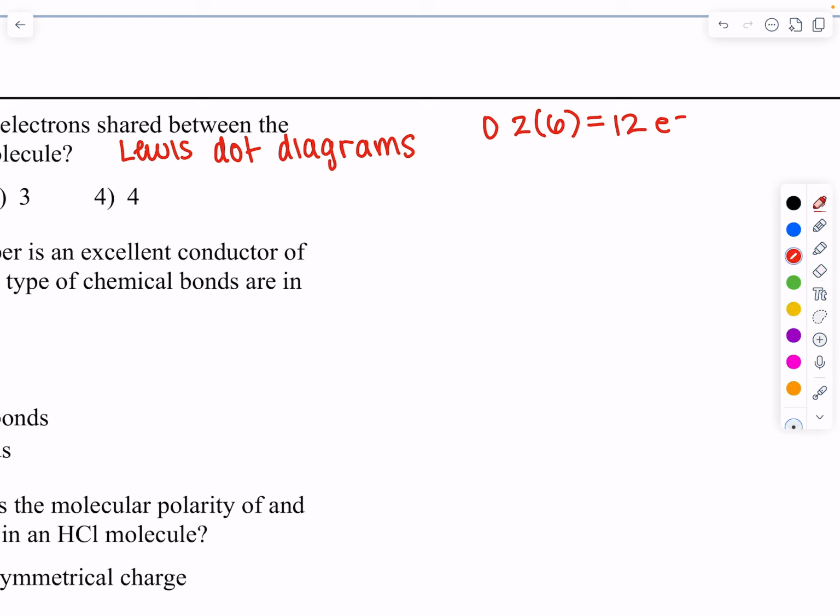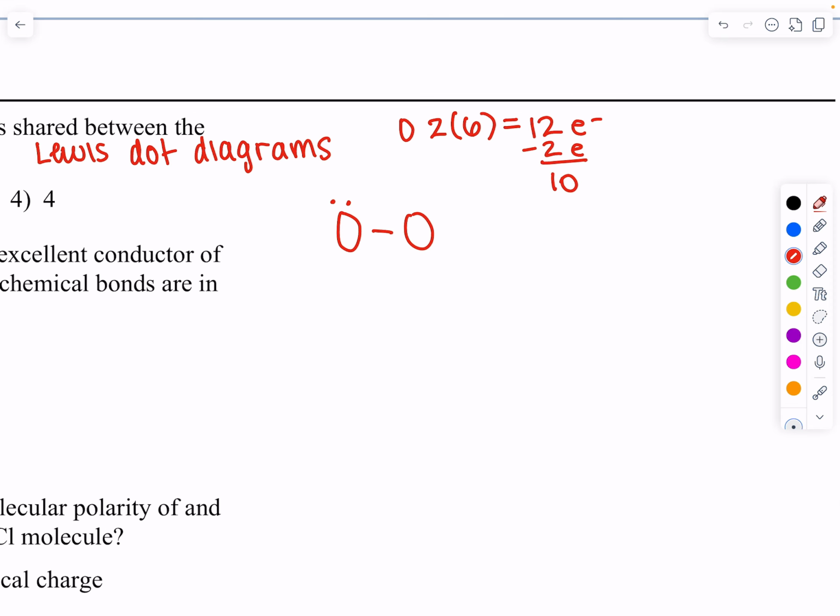Okay, so we had 12 electrons to start. That's still true. Draw my 2 oxygens, connect them with a bond. That's using 2 electrons. I have 10 electrons to go. I'm going to distribute them and count. So I have 1, 2, 3, 4, 5, 6, 7, 8, 9, 10. That looks more like it. And I just want to count again to make sure I actually have 12. Yes, I do have 12.